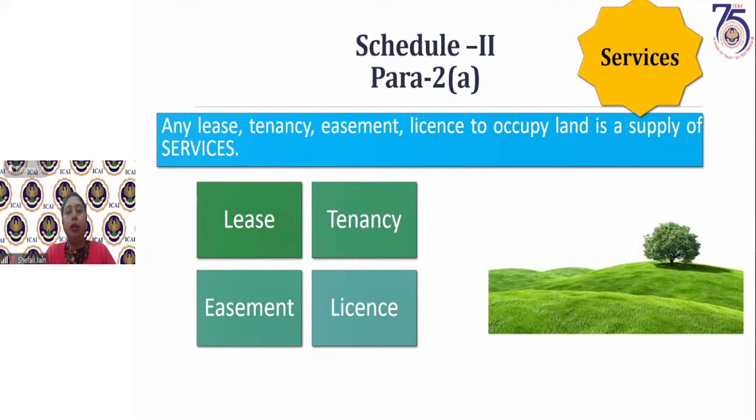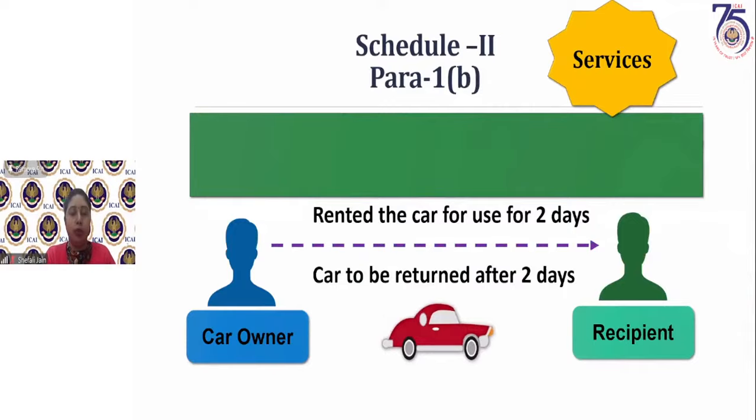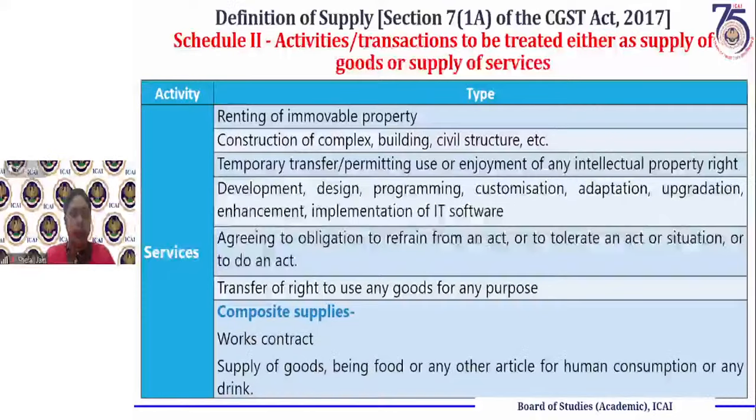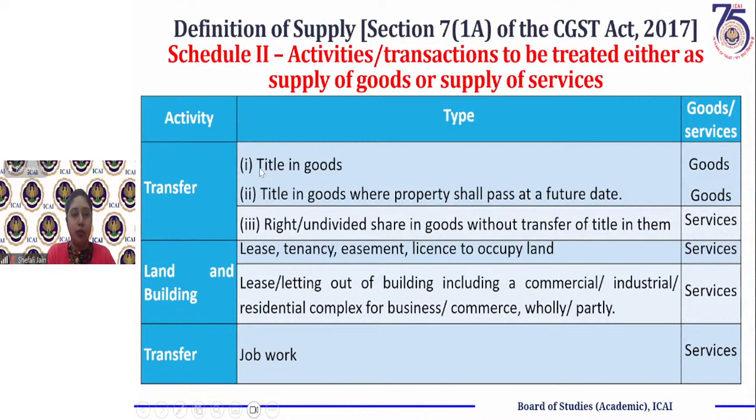I think I had given you a list of Schedule 2. There you can see that. So this is para 1, which refers to transfer, and these are three clauses of this para. Then the second para is land and building, and these are the two clauses of this para 2. Lease, tenancy, easement, license to occupy land. And then clause 2 says lease or letting out of building, including a commercial or industrial residential complex for business or commerce, wholly or partly.